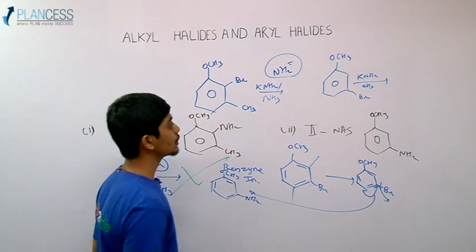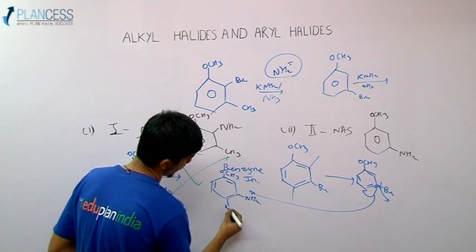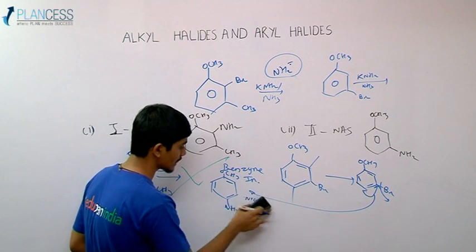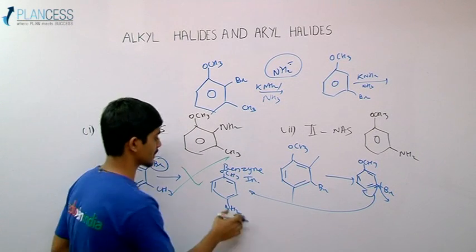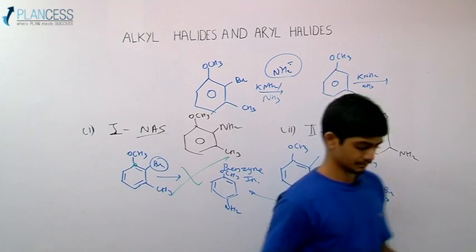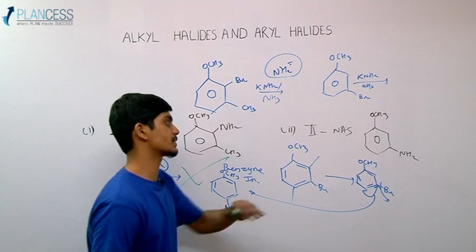Now you can also have another kind of a product, that you can also get the para product from here. Why? Because the NH2 can either attack from here or you can attack from here. So there are two products possible. Fine. So this was a question on nucleophilic aromatic substitution.